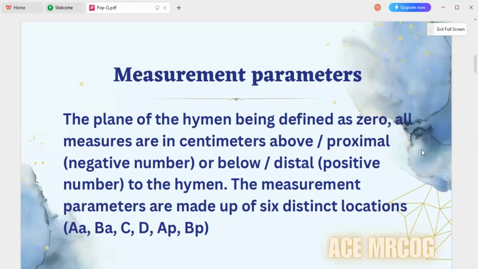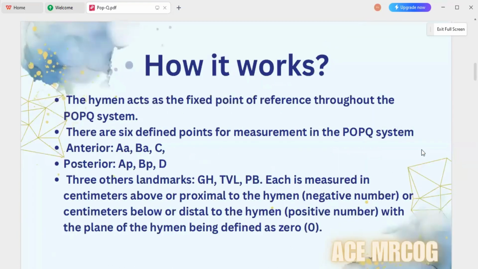Okay, so I hope everyone is clear about what the parameter of measurement is. It is the hymen that is the reference point, and all the points that are behind the hymen, or you can say proximal to the hymen, are negative numbers, and all the numbers that are distal to the hymen, or outside the hymen, are positive numbers for prolapse. So there are different grading systems.